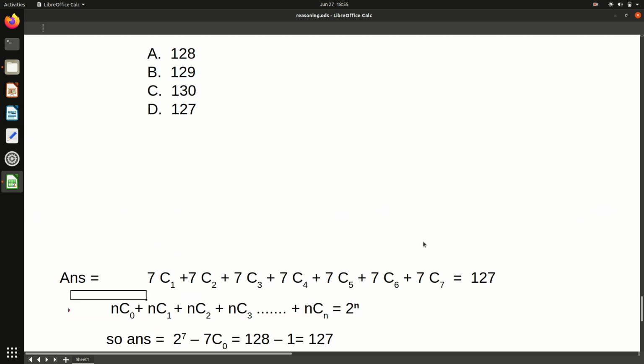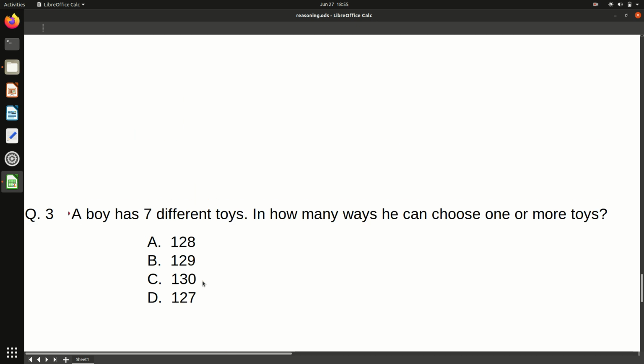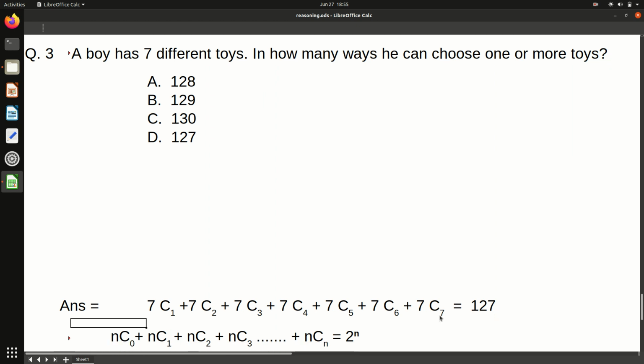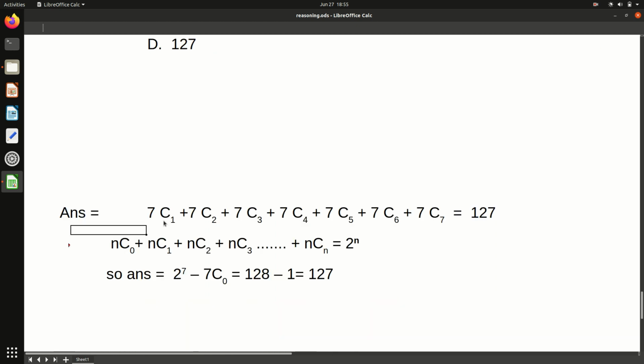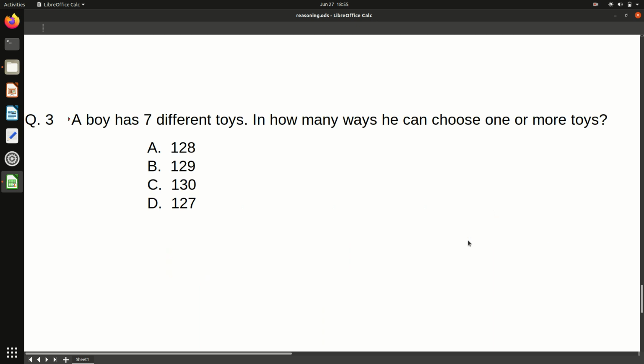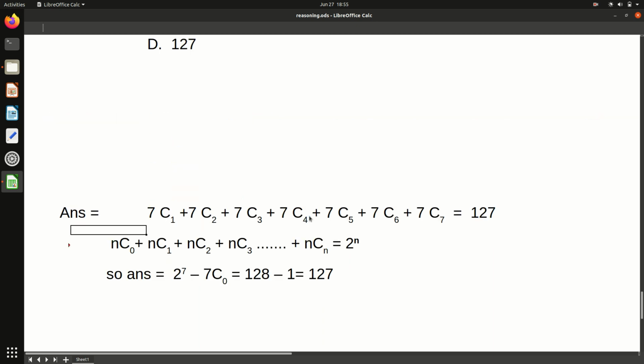It is asking one or more. Similarly, we will choose 2 toys also. So it will be 7C2, 7C3, 7C4 up to 7C7. So this will be our answer. From 7C1 to 7C7, you have to just calculate, because it is saying in how many ways he can choose one or more. So it will be 7C1 plus 7C2 plus 7C3 up to 7C7, which is equal to 127.